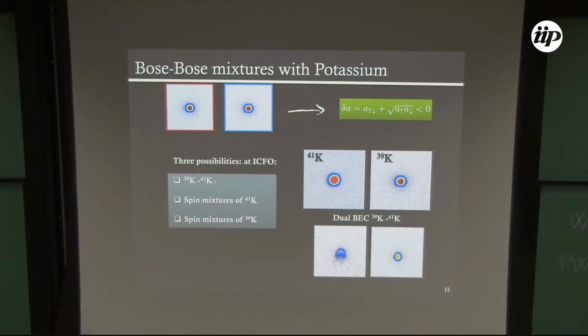very different possibilities. We can either work with dual Bose-Einstein condensates of potassium 39 and 41, or different spin mixtures of 41 and 39. So what we have done before is to do an extensive study of all the different resonances that we can find in the system in order to find the regime where we can find this window to create these quantum liquid droplets.